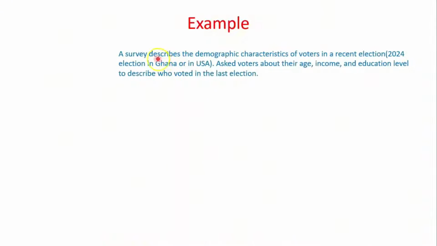So let's say a survey describes the demographic characteristics of voters in a recent election, that was the 2024 election, either in Ghana or in the USA. The researcher asked voters about their age, their income, and their educational level to describe who voted in the election. You see, it describes characteristics. When we are looking at how to write research objectives and research questions, I'll show you how to write an objective and question for a descriptive research.